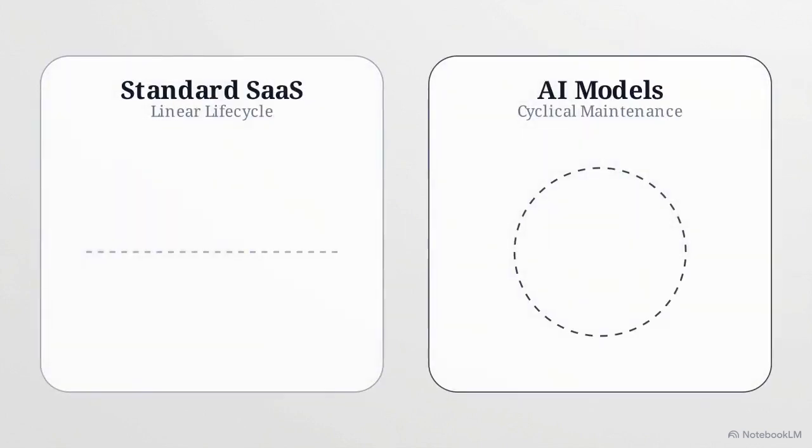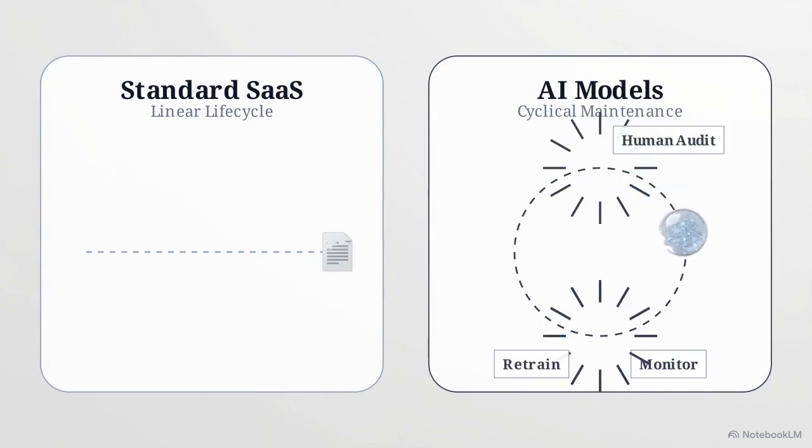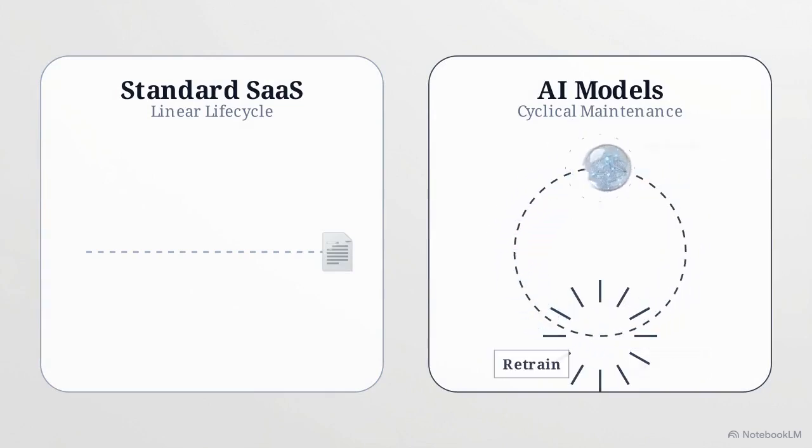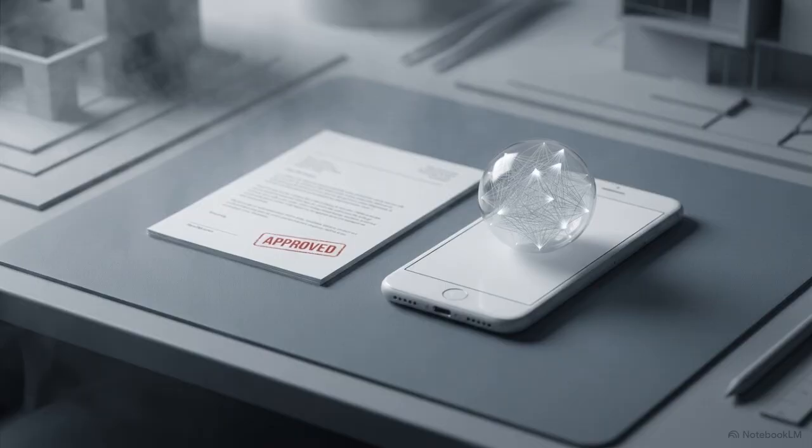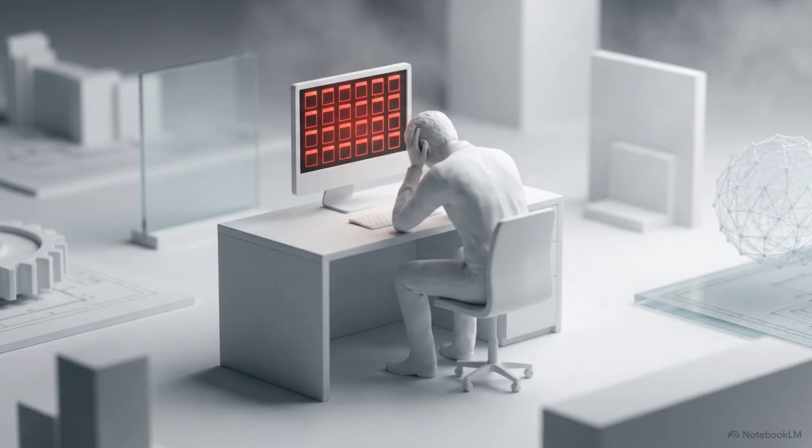While standard SaaS products follow a linear lifecycle, AI models require continuous cyclical maintenance and active monitoring to maintain their accuracy. Subjecting a dynamic, decaying AI asset to a rigid, traditional IT procurement process creates a persistent operational vulnerability that standard software models cannot address.